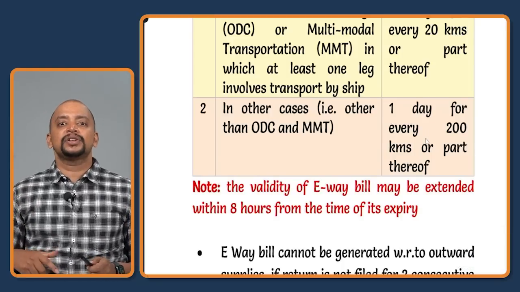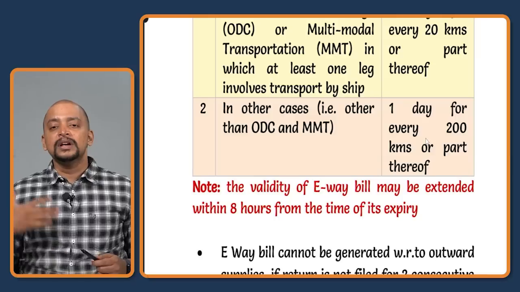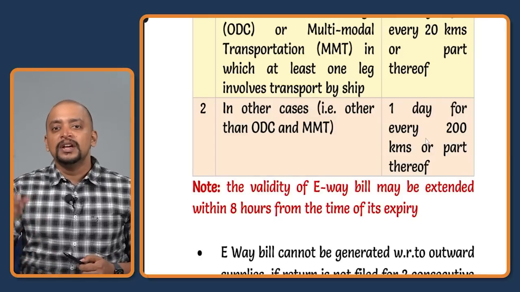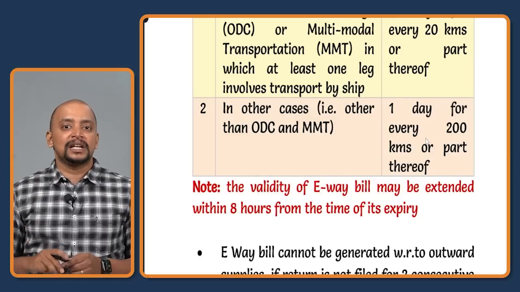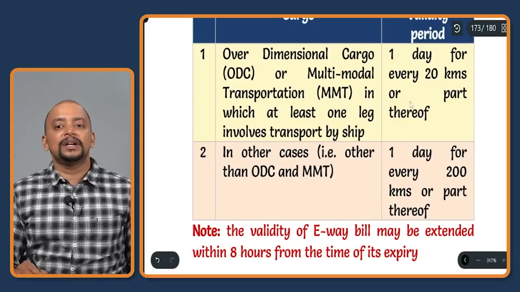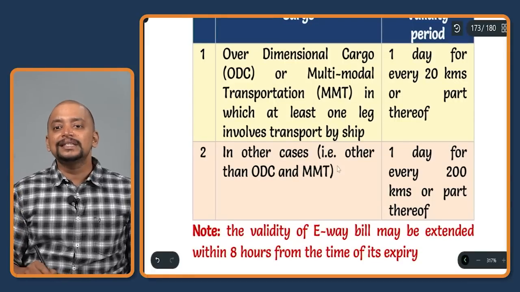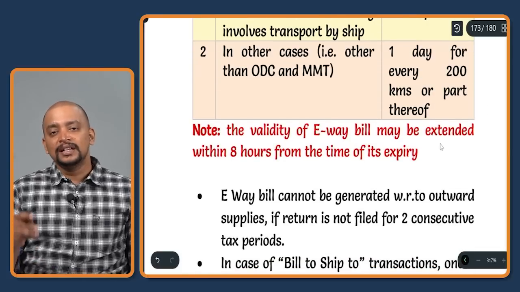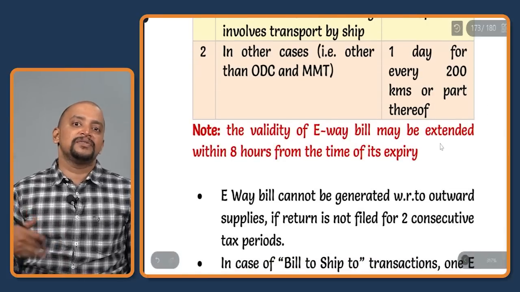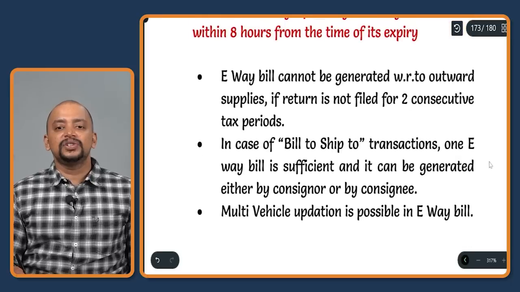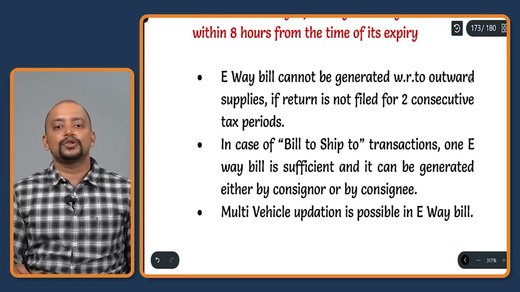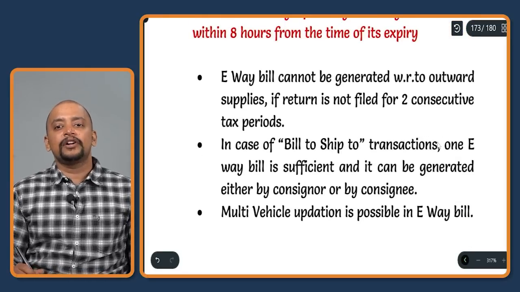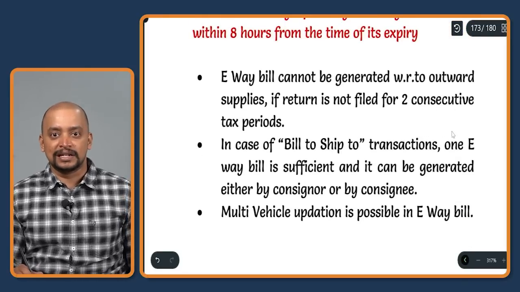If it is over dimensional cargo, like big cargos, or multi-mode transportation where one leg of the journey is by vessel, then it is 1 day for every 20 kilometers or part thereof. And once the e-way bill validity has expired, within 8 hours of its expiry, that e-way bill needs to be extended by giving the reason. And an e-way bill cannot be generated with respect to outward supplies if the return is not filed for 2 consecutive tax periods.